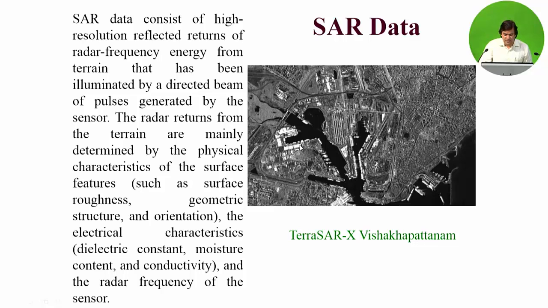So SAR return, as we have already seen, is a function of dielectric constant, moisture content and conductivity, and these all depend on the radar frequency also, and the characteristics of the Earth object, such as surface roughness and geometric structure. Here we can see that all the metallic objects or the features of the urban area appear as bright features, and objects with a smooth surface, like the small patches here which are gardens and parks, appear as very dark features.